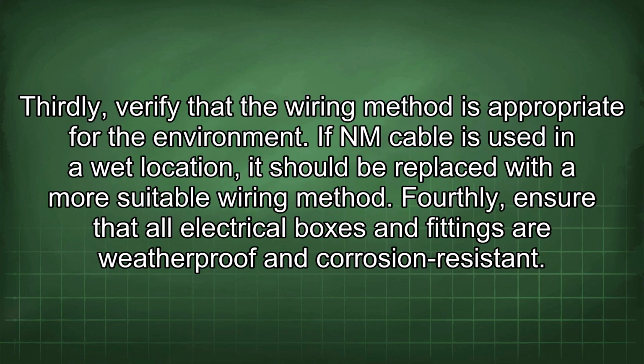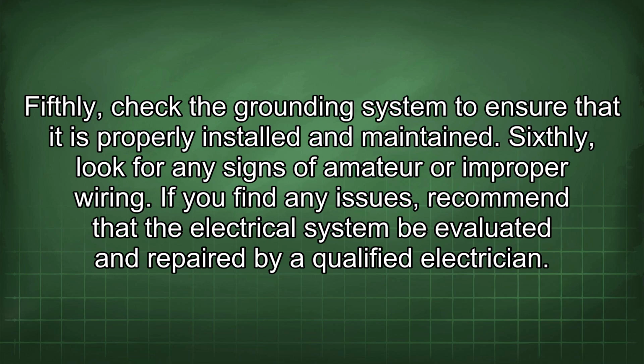Thirdly, verify that the wiring method is appropriate for the environment. If an NM cable is used in a wet location, it should be replaced with a more suitable wiring method. Fourthly, ensure that all electrical boxes and fittings are weatherproof and corrosion resistant. Fifthly, check the grounding system to ensure that it is properly installed and maintained. Sixthly, look for any signs of amateur or improper wiring. If you find any issues, recommend that the electrical system be evaluated and repaired by a qualified electrician.